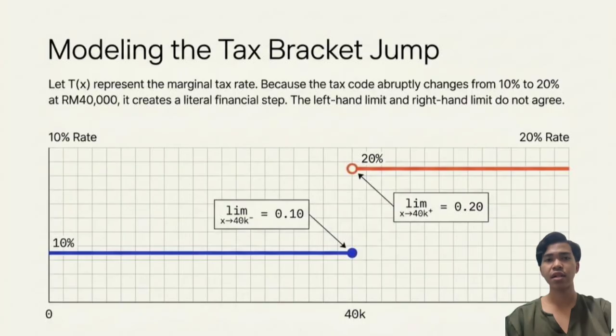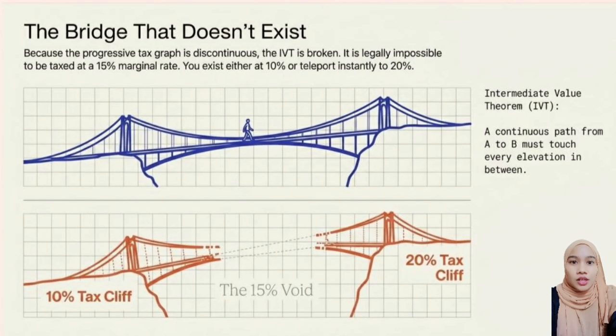next dollar is treated. Today, I will explain the concept of the bridge that does not exist, based on the Intermediate Value Theorem, IVT. The IVT states that if a function is continuous, it must pass through every value between 2 points. This is like a smooth bridge where you can walk from one side to another without skipping any step. In the top diagram, the bridge is continuous, so every value exists along the path.